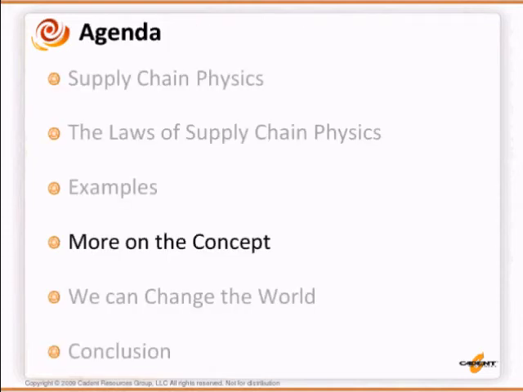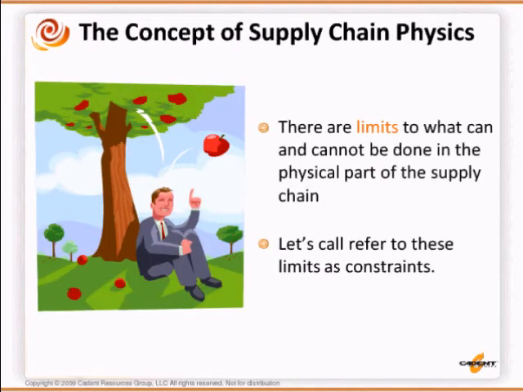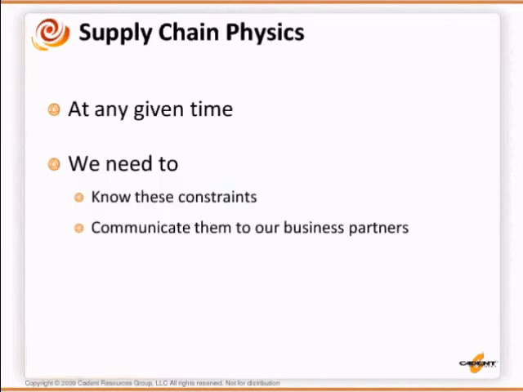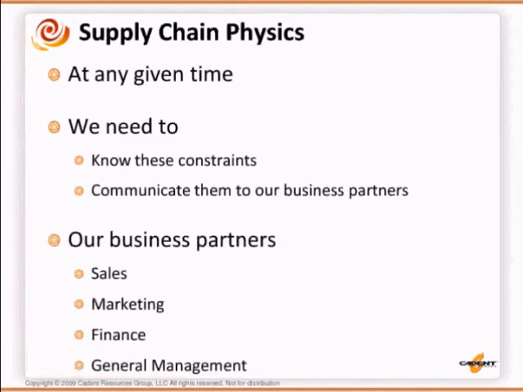Let's talk a little bit more about this concept and how we have used it with clients and at companies that we have worked for. When we talk about this concept of supply chain physics, we talk about limits to what can and can't be done. And let's call these limits what they are. They're the constraints which we have to deal with. So at any given time, you take a snapshot of your supply chain. You need to know what these constraints are, and they have to be communicated with our business partners. And our business partners are the commercial and management people that we deal with on a daily basis: sales, marketing, finance, and general management.